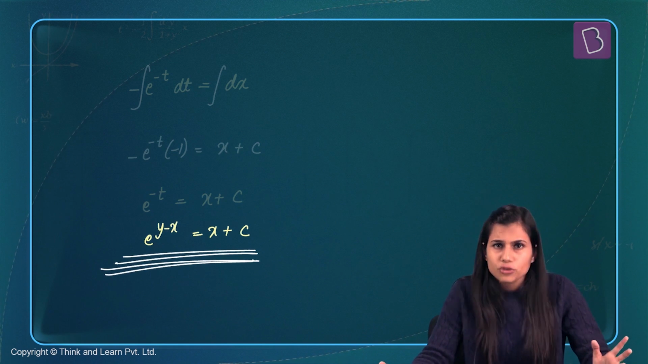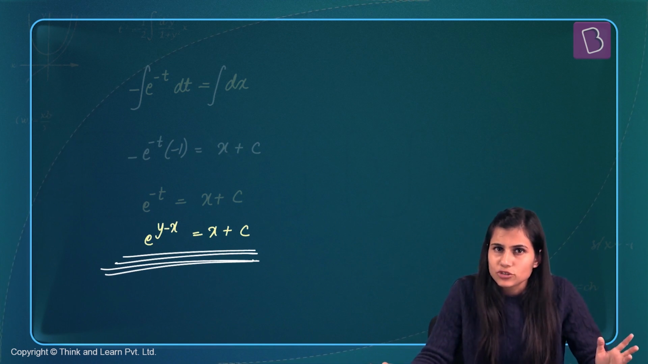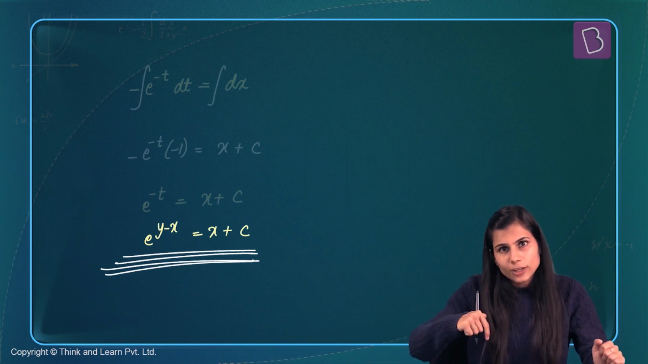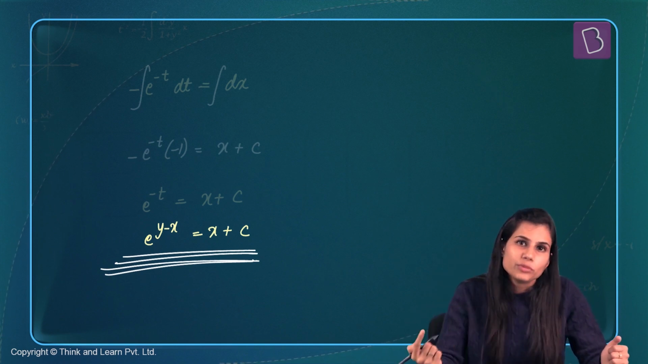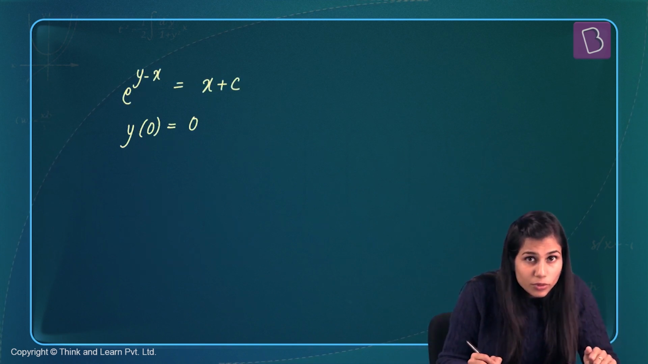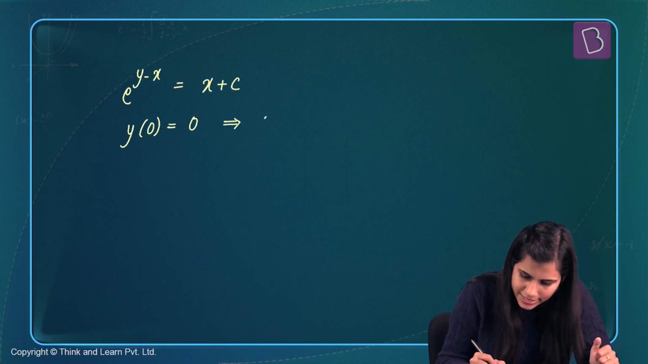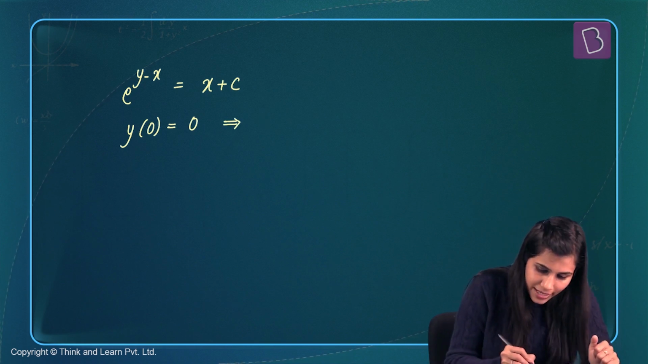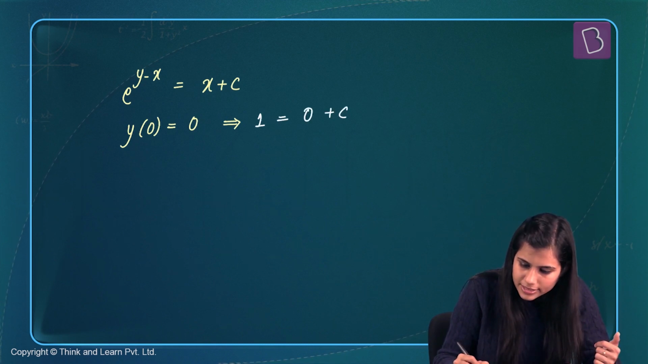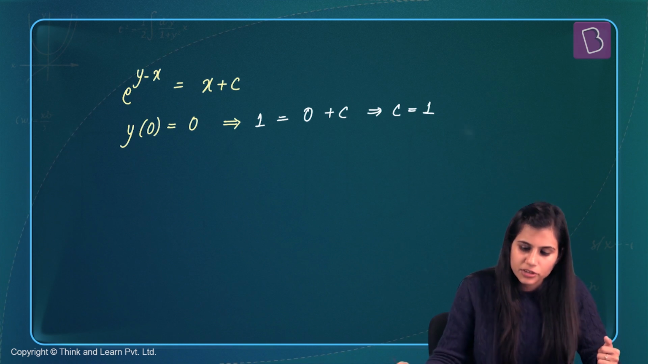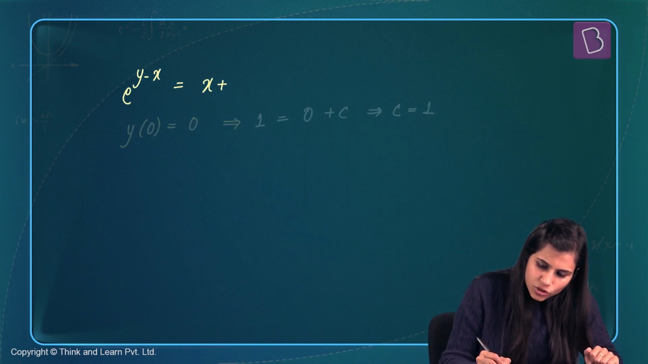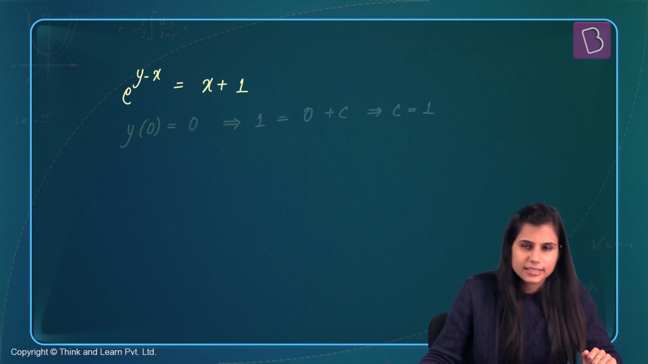Now, of course, you know the initial value problems in such picture. What do you have? You have y of 0 equals 0. That means when you plug in x equals 0, you get y equals 0. So let's do that. Plug in x equals 0, you get y equals 0. This makes this equation give you e to the power 0 minus 0, that is nothing but e to the power 0, that is 1, equals x is 0 plus c, and therefore your c from here is 1. The moment your c is 1, your solution now is this.